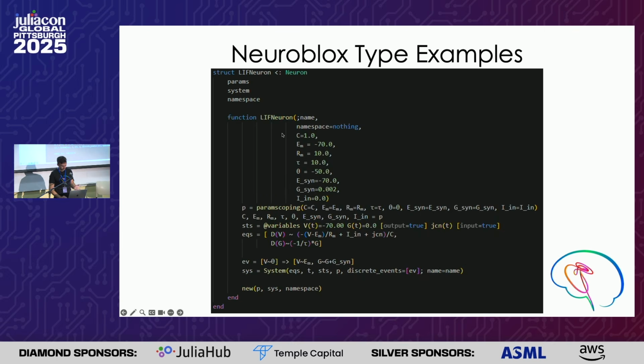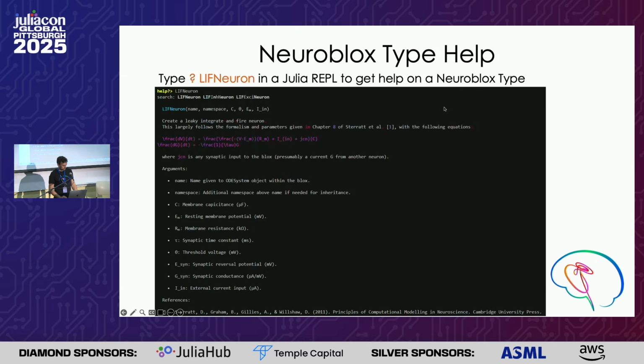Okay, here's another example. It's a LIF neuron. And if you have Neuroblox loaded on your computer, then you can use the question mark help function in the REPL to get information on some of these. I hope we have docstrings for all of them. Okay, we have docstrings for some of them, with references as to where we got these parameters and where we got the model.